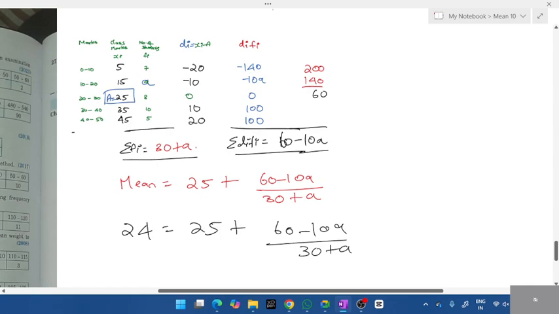Okay. Can you tell me the next part? How will you all calculate this, students? What will you do with 25? Can I shift it? So what do you get? 24 minus 25 is minus 1 or plus 1? Minus 1. Minus 1 is equal to 60 minus 10A divided by 30 plus A. Now, what's the next step?